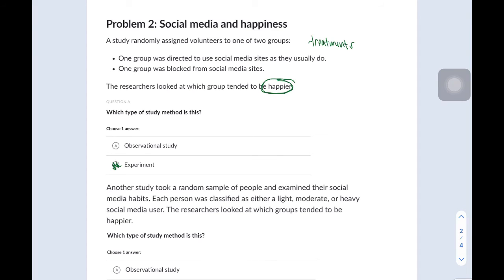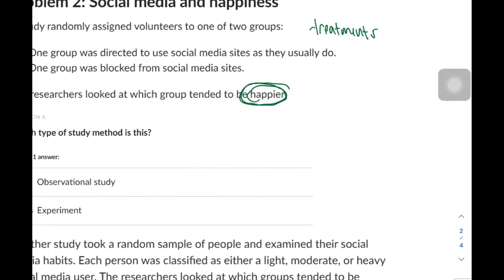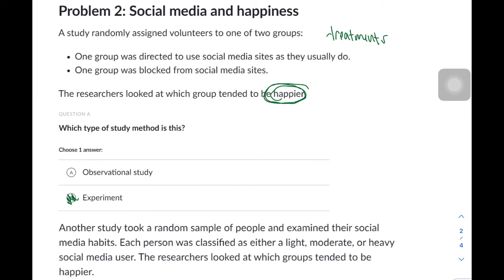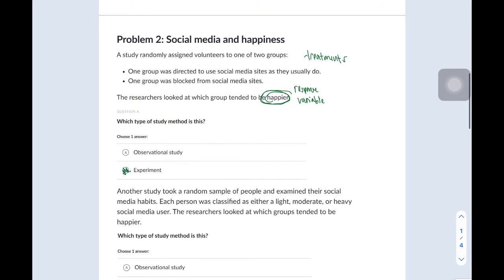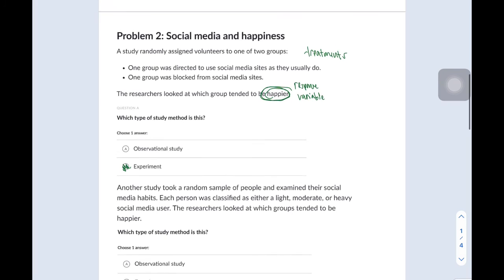At the end, I'm just giving you some vocab here. They looked at which group tended to be happier. So at the end, that's what we're trying to measure, right? We're trying to see, okay, how happy were they? Within experiments we can call that the response variable. It's the thing at the end that we're trying to measure. If you remember from earlier units, we have the explanatory variable, which is like your x, and the response variable, which is like your y.